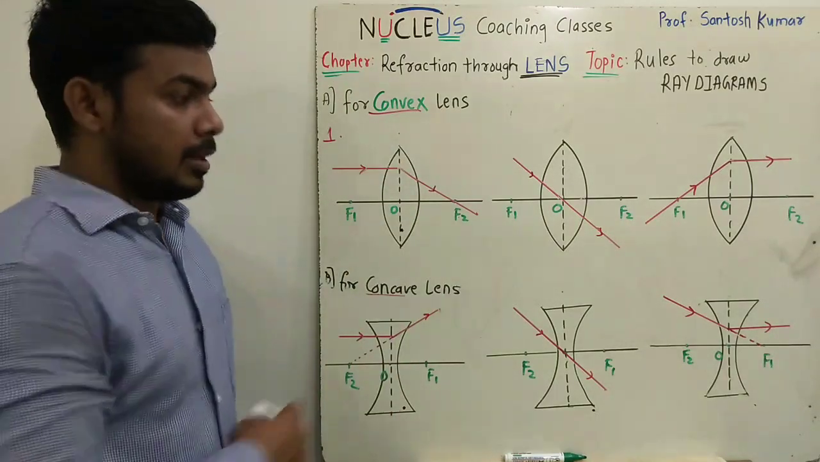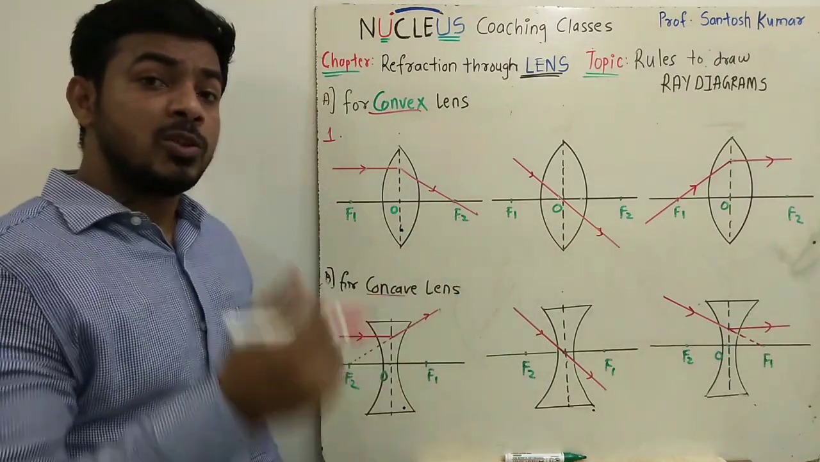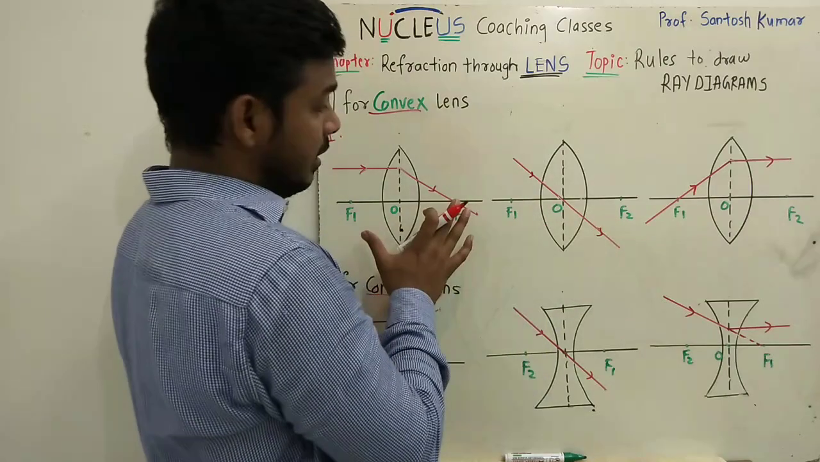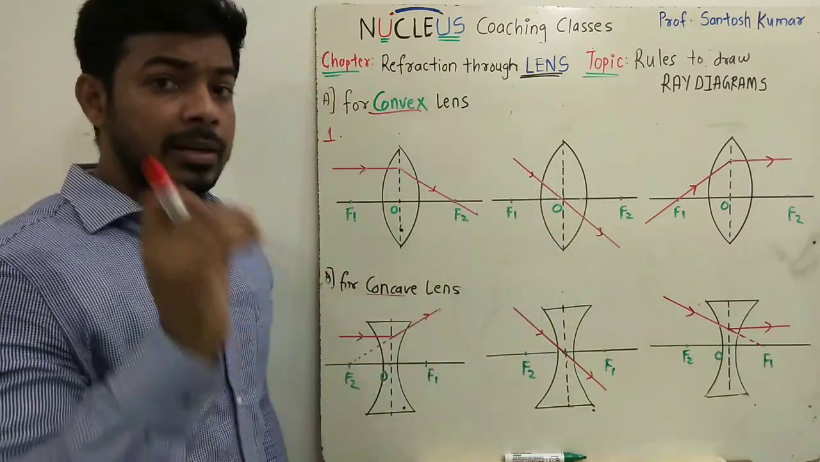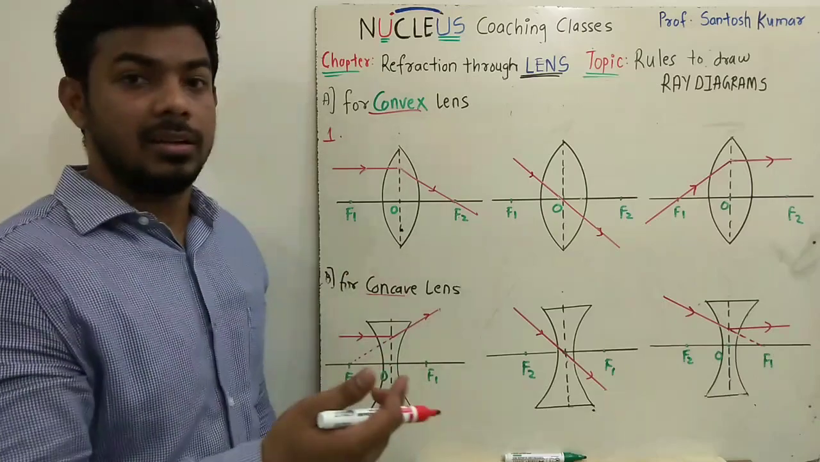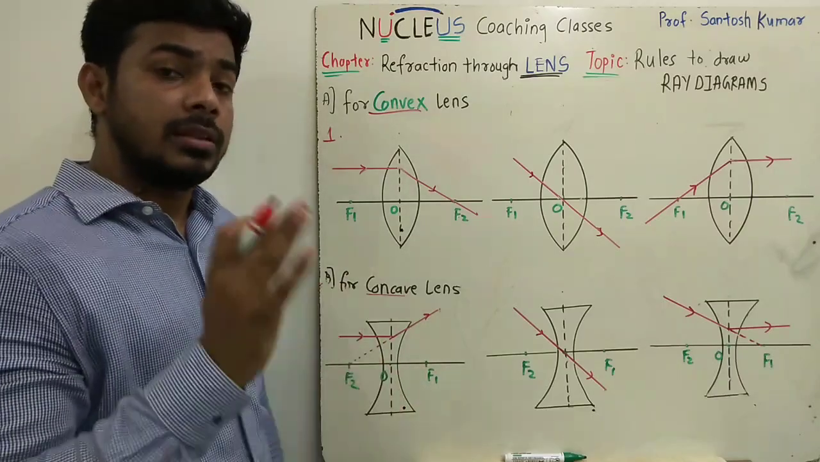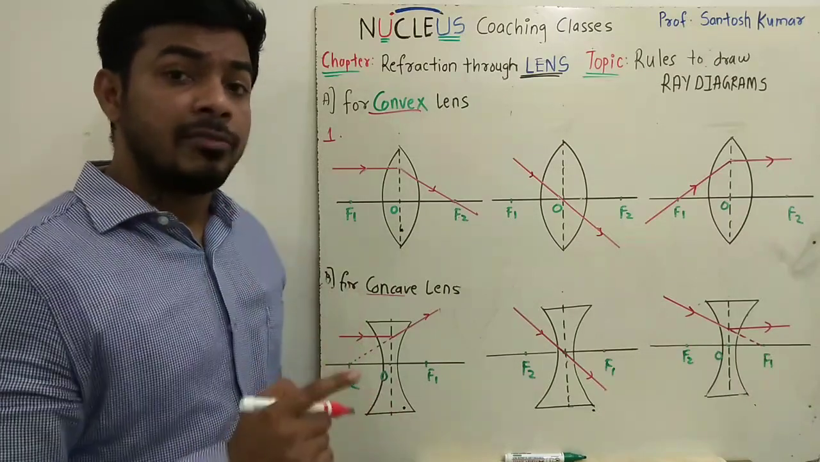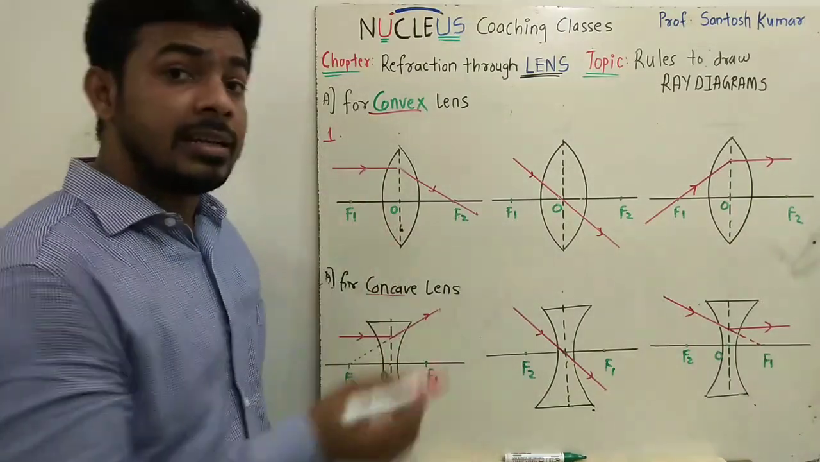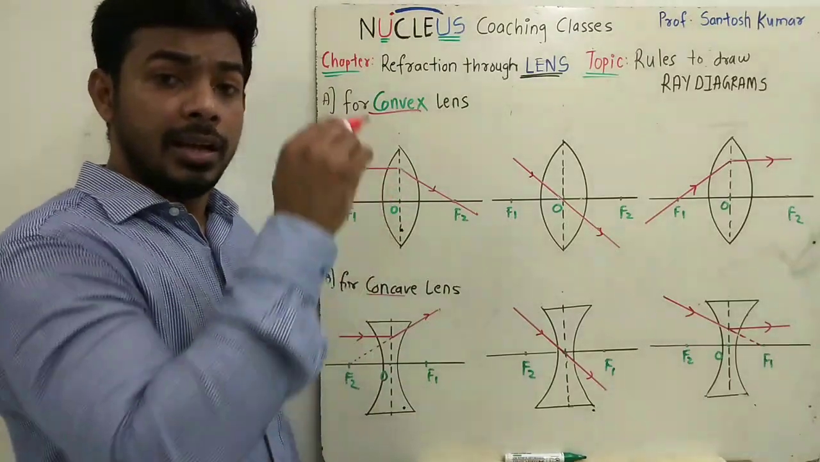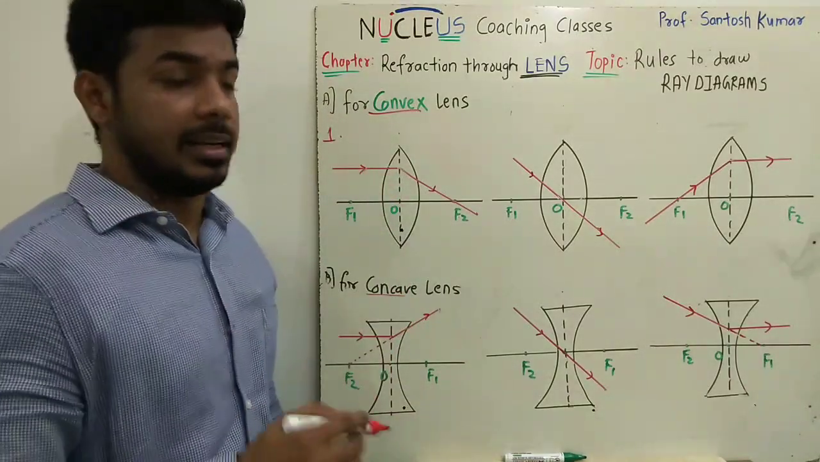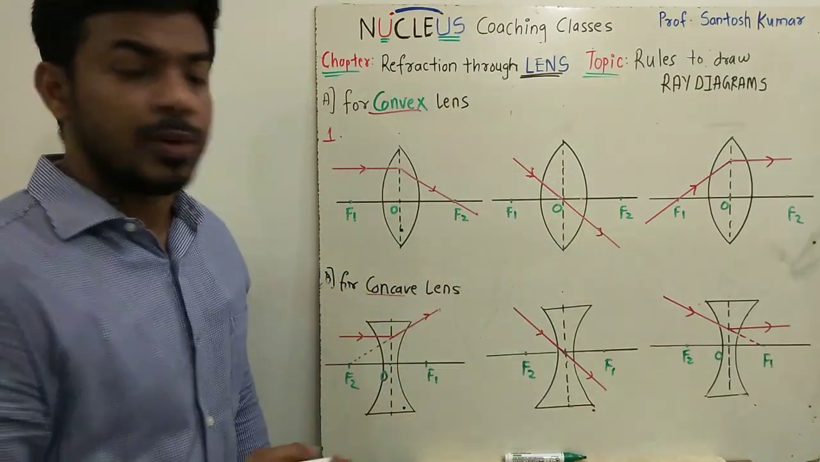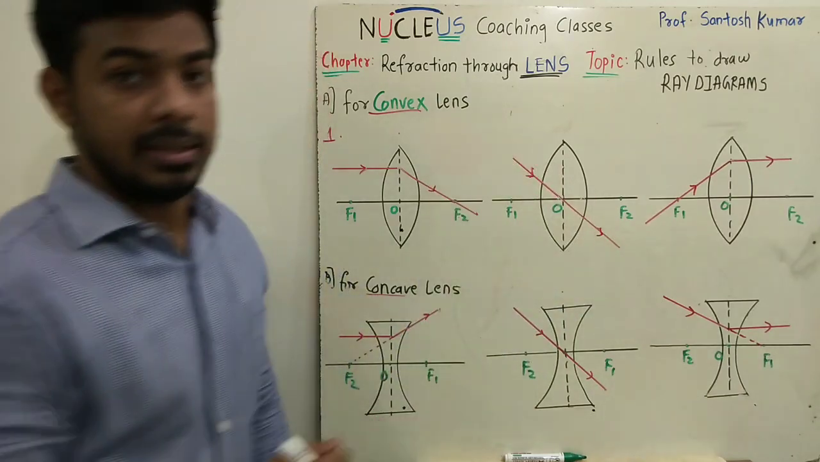Simple. Now here, by the definition of optical center for a thin lens, remember these lenses appear to be thick, but in fact they are thin. Remember, in our syllabus, the lens which we will consider will always be a thin lens. And what is the definition for optical center? Optical center is that point where a ray of light, if incident, will go undeviated. So here, a ray of light passing through the optical center of a convex lens will definitely go undeviated.